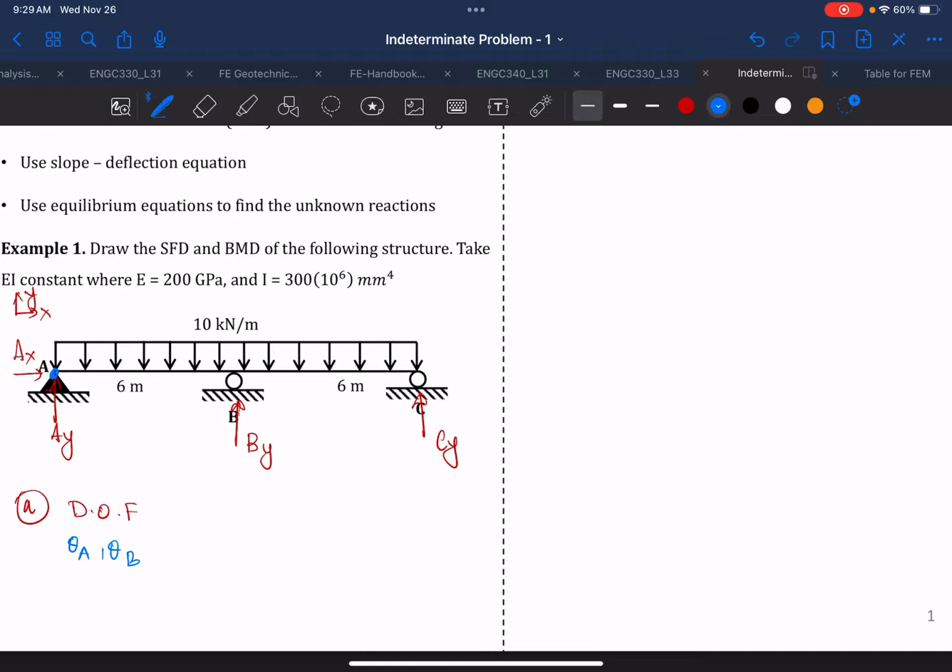And then similarly at joint C, remember that degree of freedom is always at a joint. So at joint C, again, no actual deformation, so your theta C will be your degree of freedom. So we have 3 degrees of freedom, which are theta A, theta B, and theta C. And these are the variables that you're going to see in your slope deflection equation. Okay, so that is all about degree of freedom for a beam.